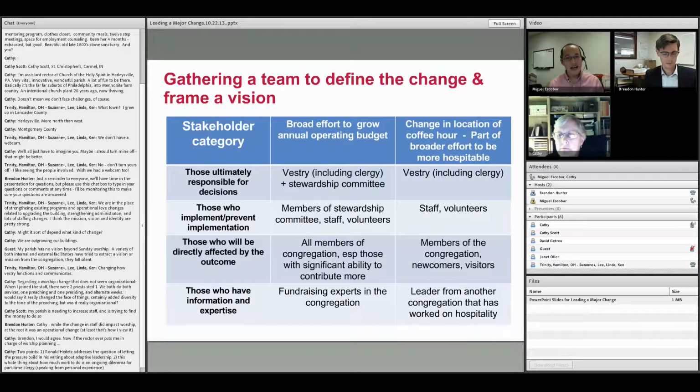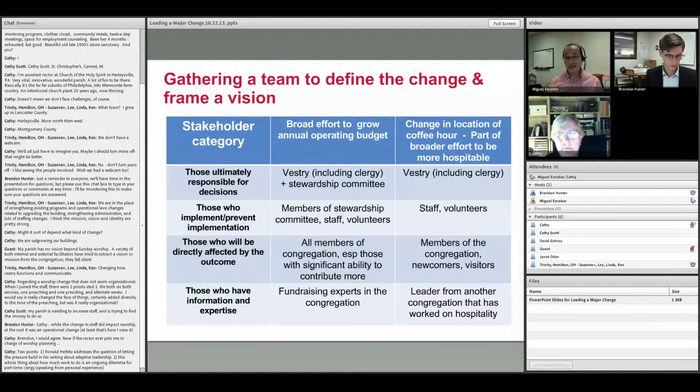So people oftentimes use the word stakeholders, and I want to spend a moment defining what that means. If you look on the left-hand column of this, there are 4 categories of stakeholders, and this comes from Interaction Associates. Those ultimately responsible for decisions. I give some examples here. Those who implement or prevent implementation of a decision. Those who will be directly affected by the outcome of the decision.